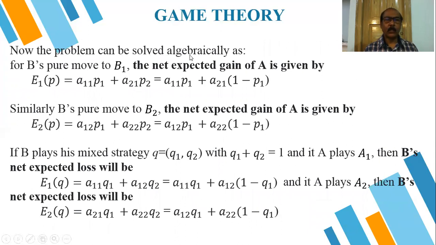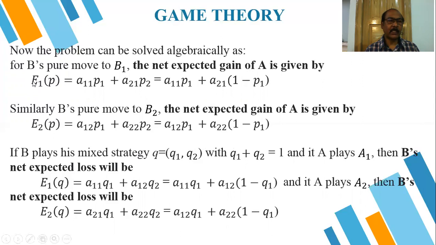Now the problem can be solved algebraically by finding the expectation when the player B chooses the course of action B1, similarly when B chooses the course of action B2, and also when A selects the courses of action A1 and A2. So we will get four equations, and from them, by taking the optimality conditions, the equilibrium position, we try to find our optimal strategy and the value of the game.